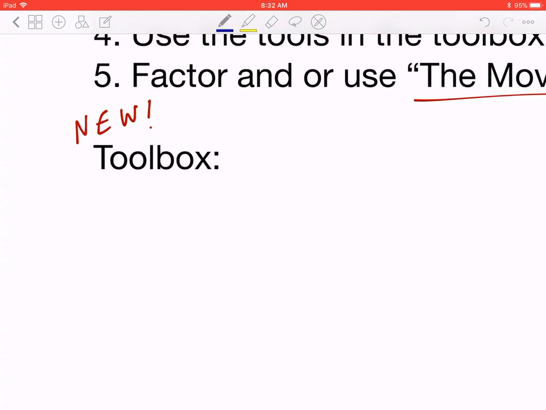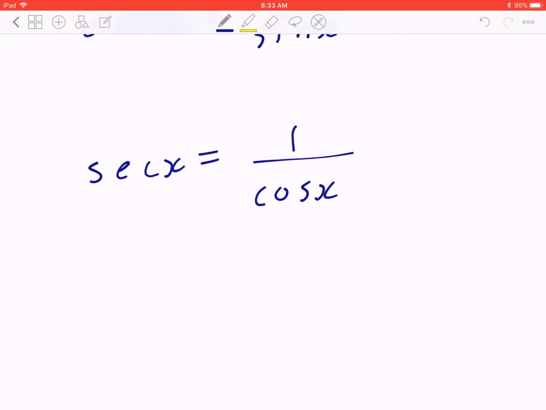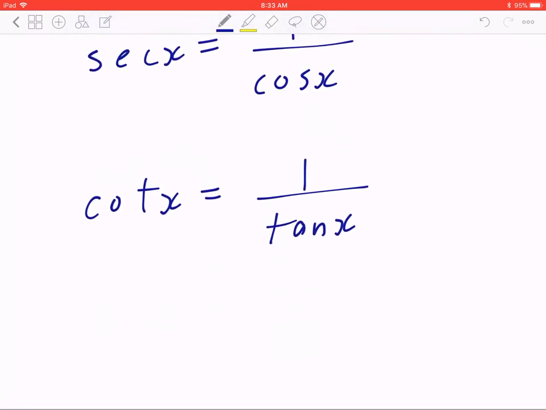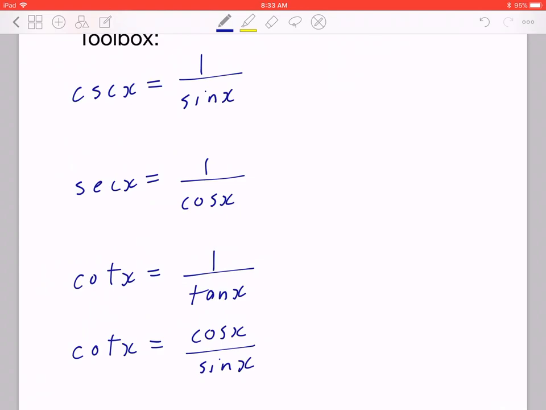Now, the major difference between Day 1 and Day 2 is that we're now working with secondary or reciprocal trig ratios. So for example, cosecant x is the same as 1 over sine x. Secant x is 1 divided by cosine x. Cotangent x is the same as 1 divided by tan x. Or if you think about this in terms of sine and cosine, cotangent x is really cosine x divided by sine x.